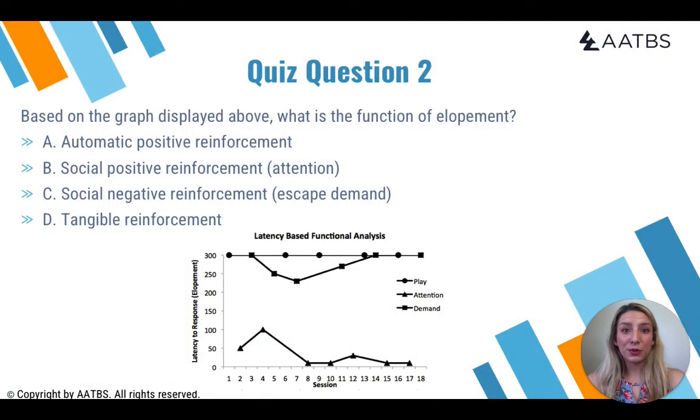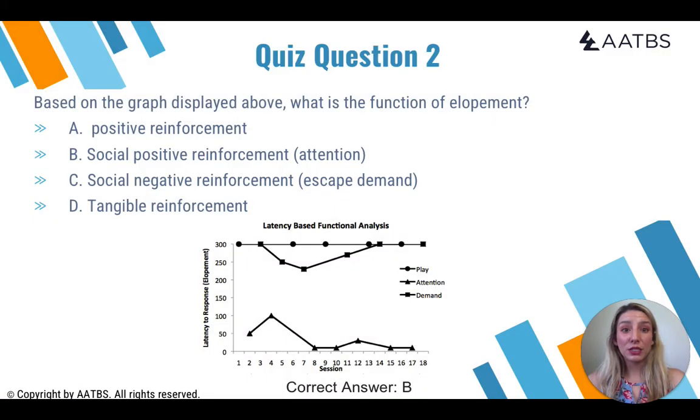So what do we think for question 2? Are we going to go with automatic positive, social negative, or tangible reinforcement? Ready to see your answer? The correct answer here is B, social positive reinforcement or attention.